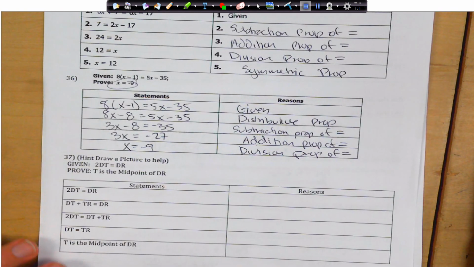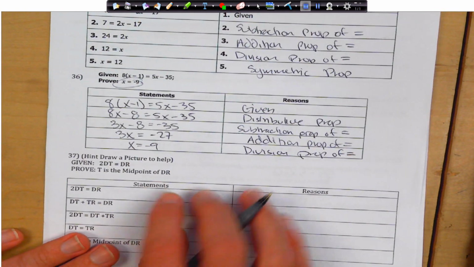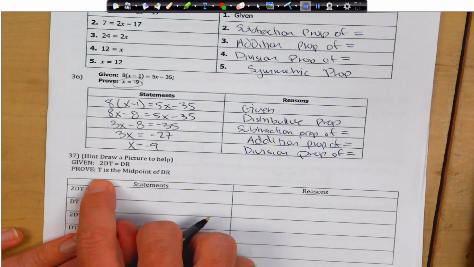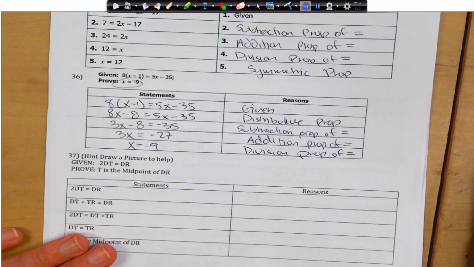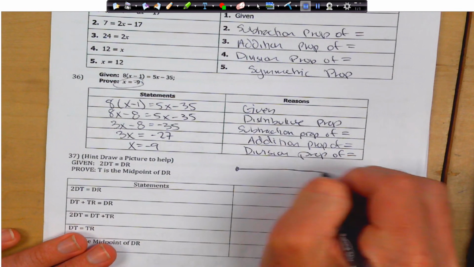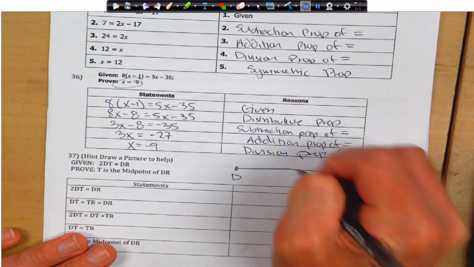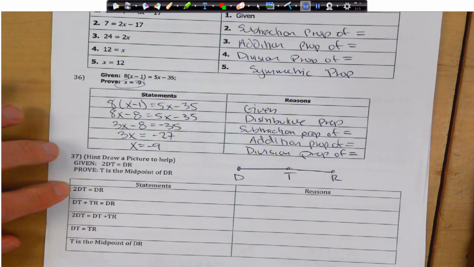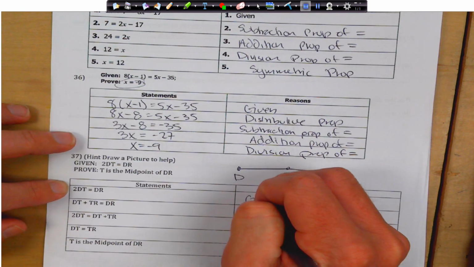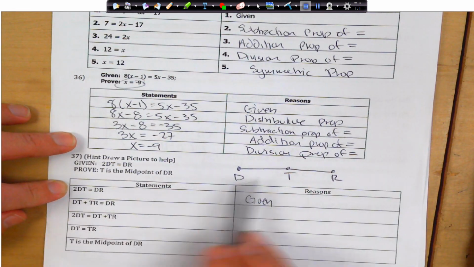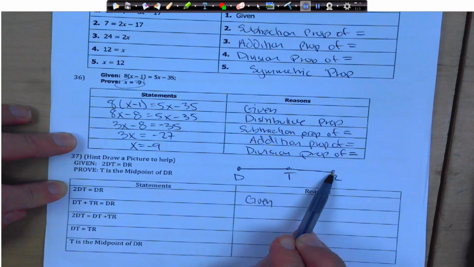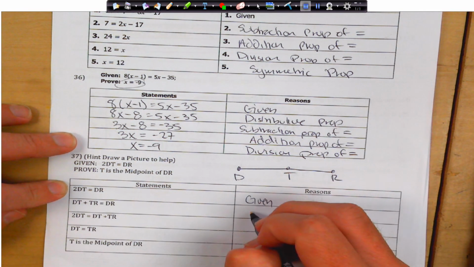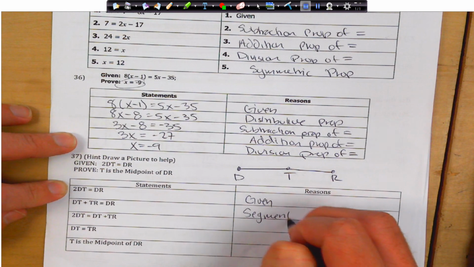This one says draw a picture. I don't know what to draw when I read 2DT equals DR, but the proof statement says I'm going to show that T is the midpoint of DR. I can draw that. Here's DR, and T is the midpoint. So that's what my picture is probably going to look like. So we start out with 2DT equals DR. That's given. Then it says DT plus TR equals DR. That sounds like segment addition postulate.